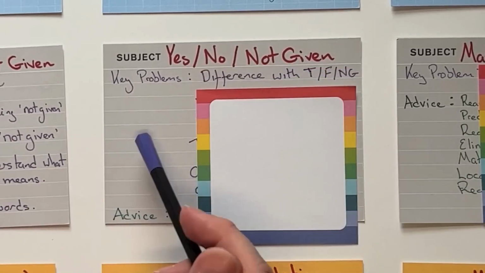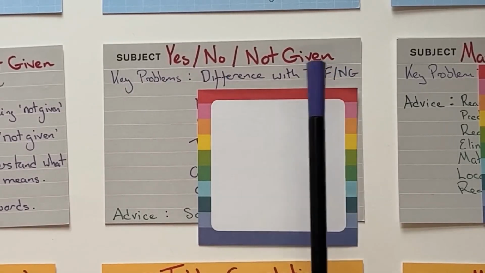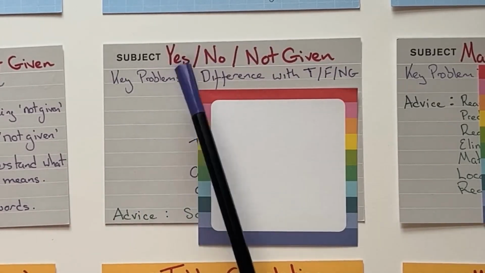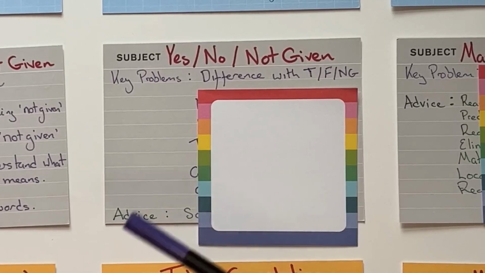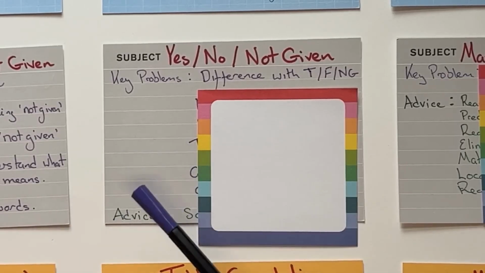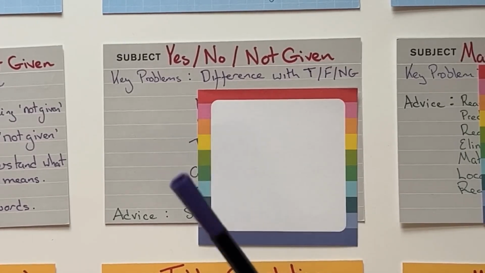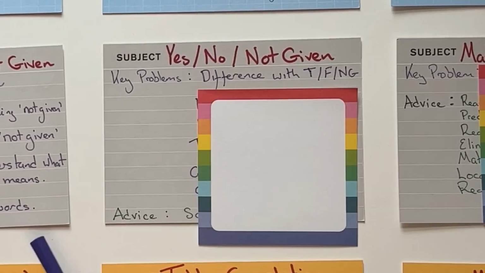Key problems. Students get confused about the difference between true, false, not given and yes, no, not given. True, false, not given is about fact. This pen is purple. That is a fact. Yes, no, not given is about the writer's opinion. I believe purple pens are better than blue pens. That isn't a fact. That is just my opinion. So what you're doing is saying, yes, the text agrees with the writer's opinion, or no, the text doesn't agree with the writer's opinion.